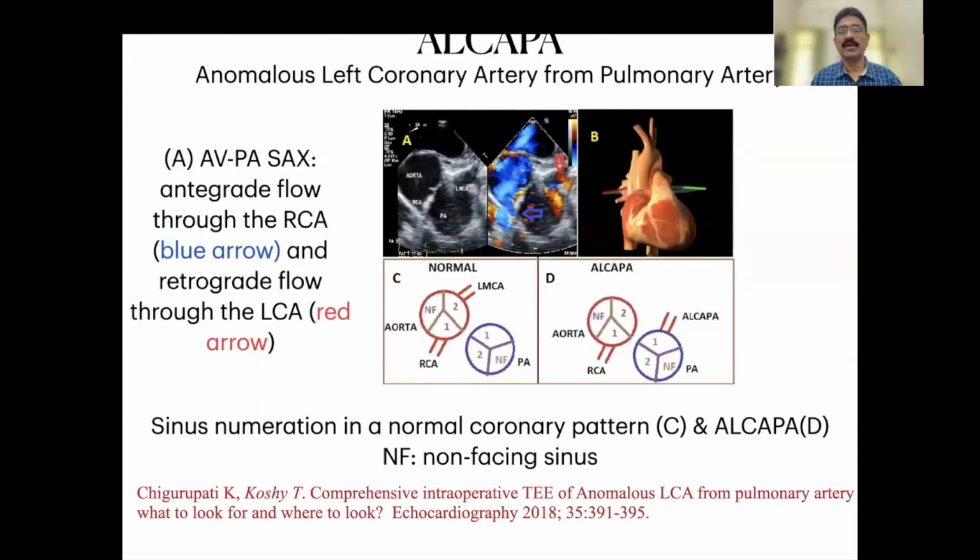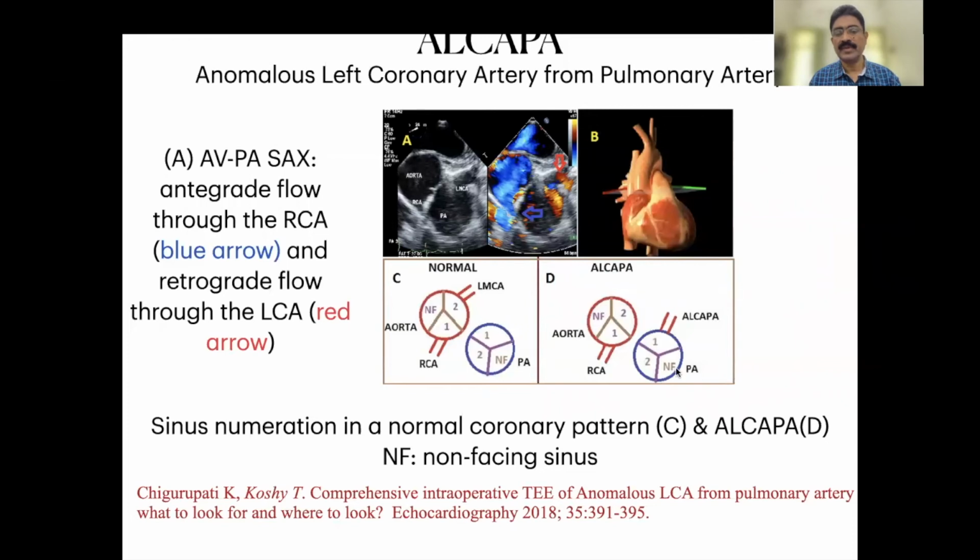Now coming to another complex congenital heart disease, anomalous left coronary artery from the pulmonary artery. A little bit about the anatomy of this lesion. This is a normal anatomy. This is the aorta, this is the pulmonary artery. You have sinus 1 giving the right coronary artery, sinus 2 giving the left main coronary artery. What happens in ALCAPA is the RCA is originating normally, whereas the anomalous coronary artery arises from the pulmonary artery from the facing sinus. This is sinus 1 of the pulmonary artery.